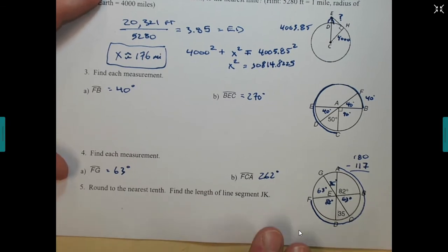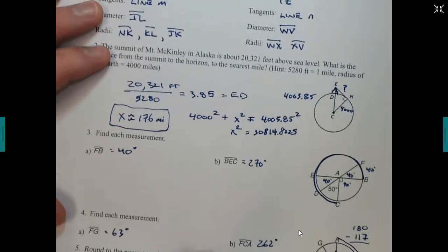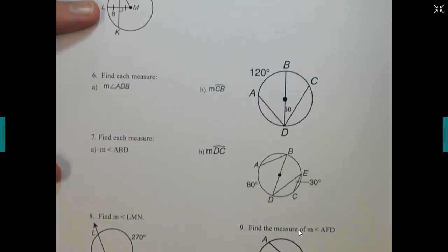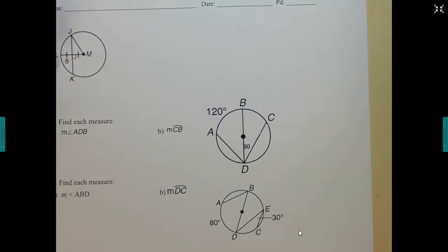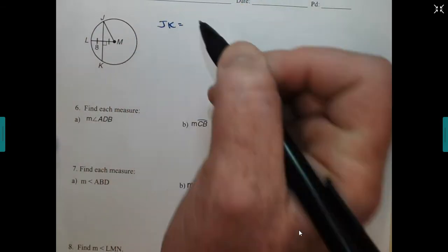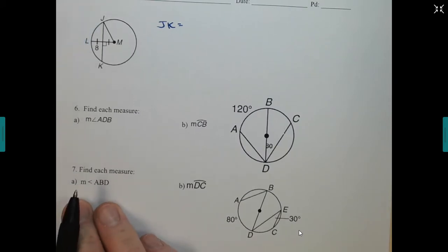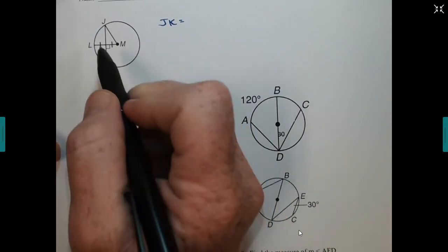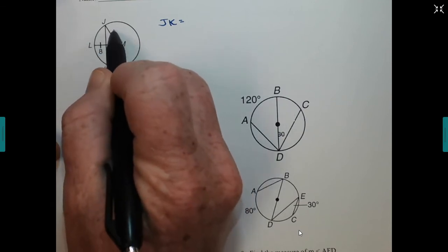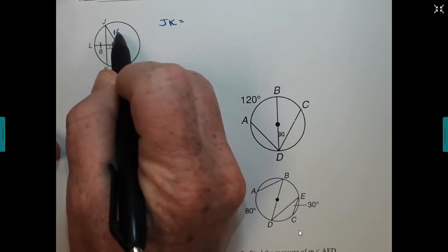And they want us to find the length of the line segment JK. I think that's actually kicked from here. This other problem, we want to find the measure of JK. This is a tricky problem, but if we know that these two measurements are the same, they're both 8, which is a radius, which means this radius is also 16, 8 plus 8.